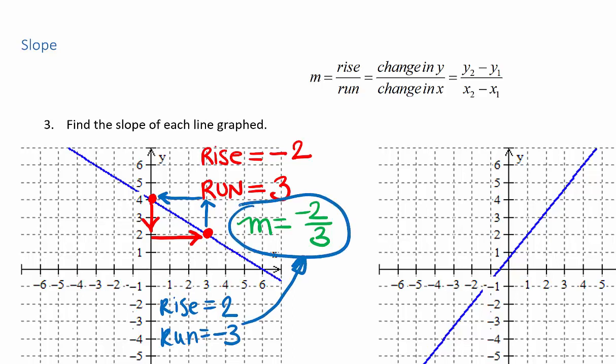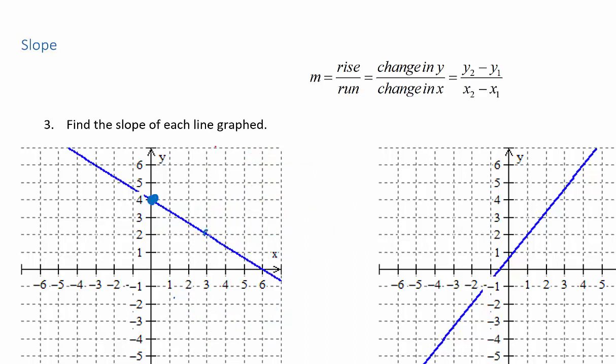Okay, so slope is rise over run. That can also be thought of as change in y over change in x. Let's look at the same problem to see how that second definition works. So the first point I looked at is actually the point (0, 4), and the point I compared it to is the point (3, 2). X is 3, y is 2.